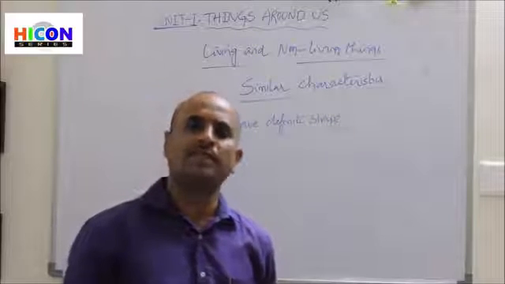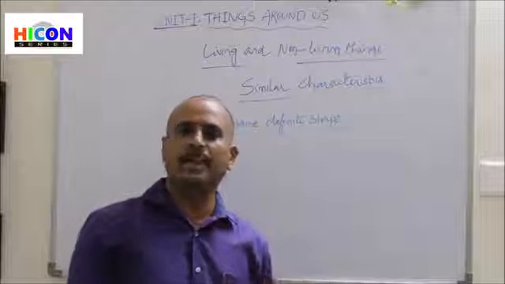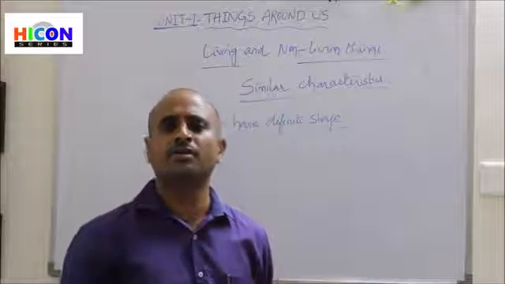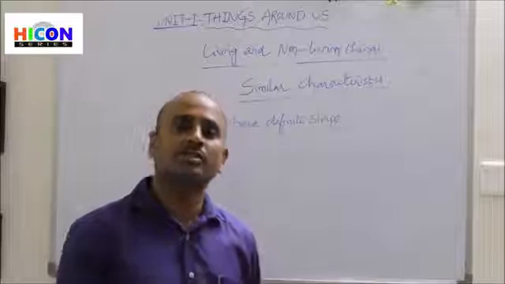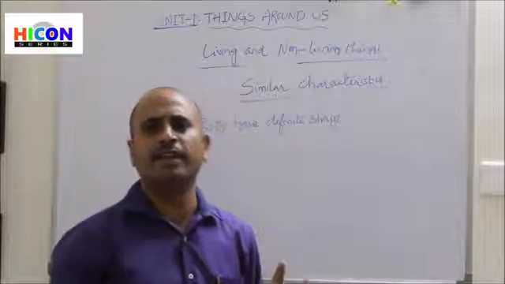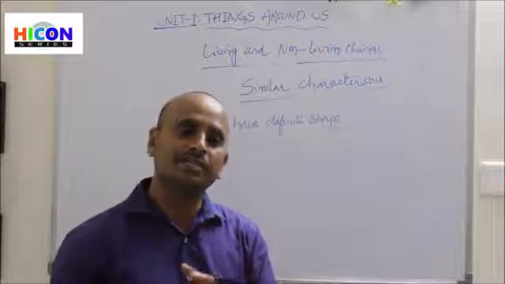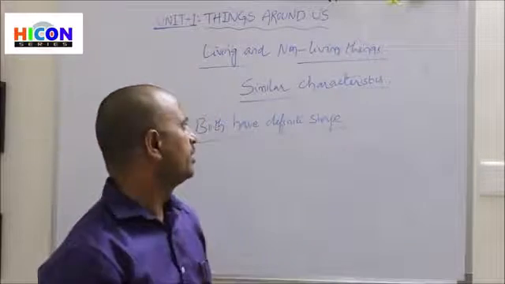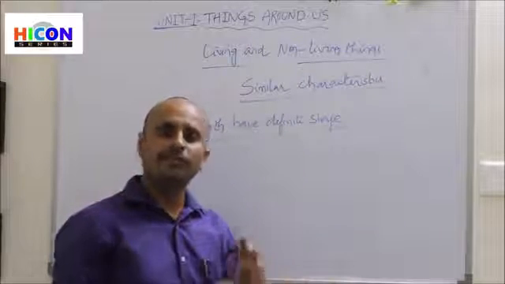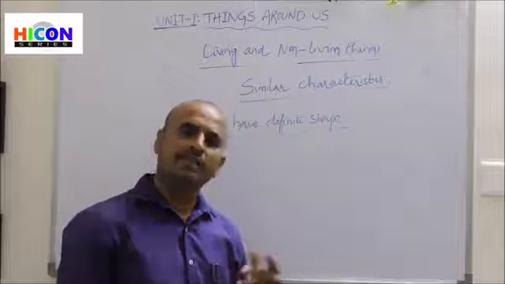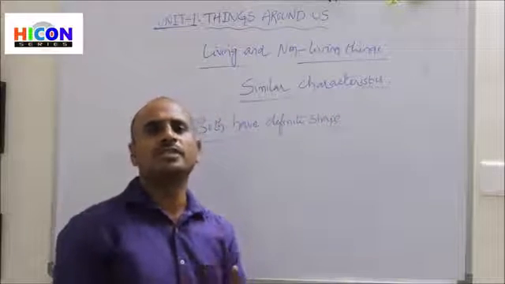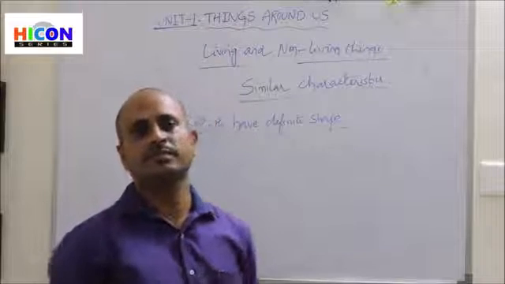Or in the same way, if we consider other animals, some cats are smaller in size and some cats are bigger in size, and some dogs are bigger and some dogs are smaller. So whereas the size is different, their shape is similar. In the same way, both living things and non-living things possess definite shape. Either it is a living thing or a non-living thing, it will possess some particular shape.